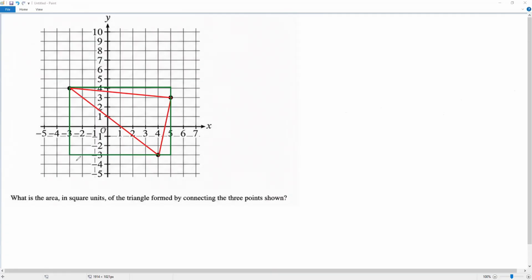Okay, first let's get the area of the rectangle. The formula for area of a rectangle is length times width. The length of the rectangle is 8 units and the width is 7 units. 8 times 7 is equal to 56 square units. Here I got the area of the rectangle.